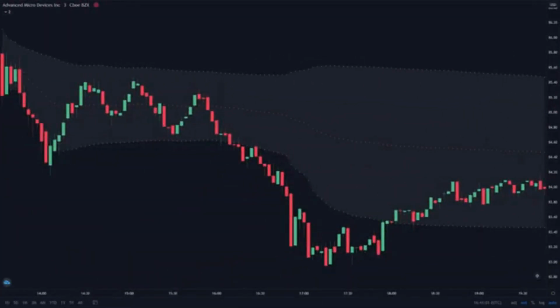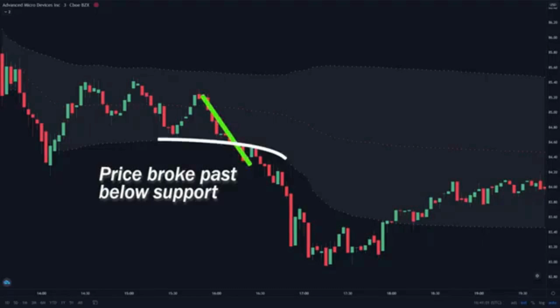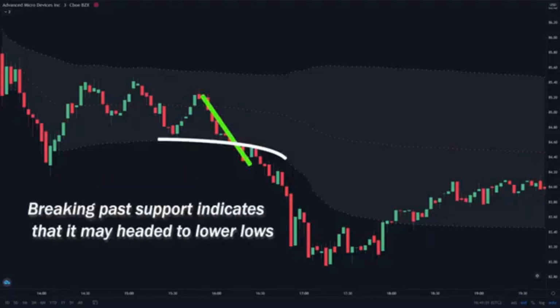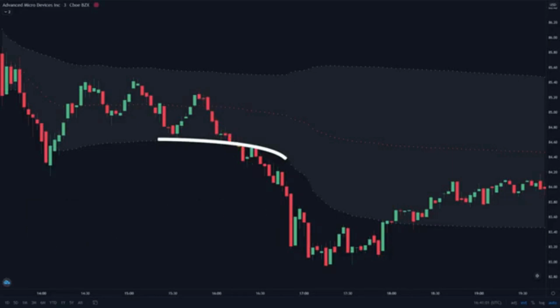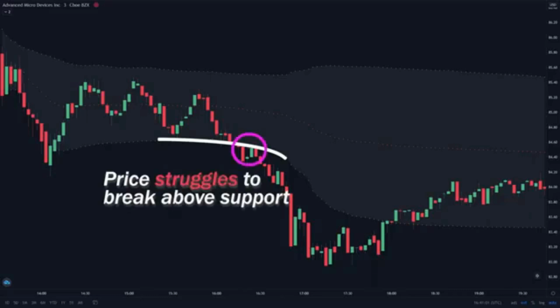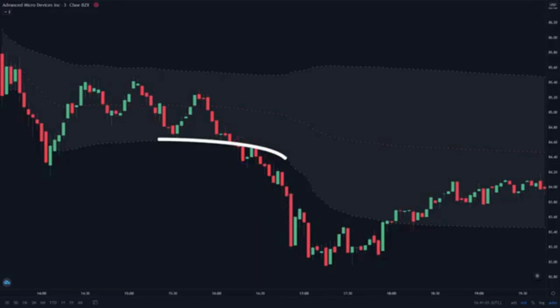And you can see that a couple of minutes later, I identified another trade potential. You see that the price drops below the support line, which indicates that it's possibly heading to lower lows. And after it breaks the support line, notice that the price struggles to break above it, which means that there is a chance that it might explode to either upwards or downwards. But notice what happens next.